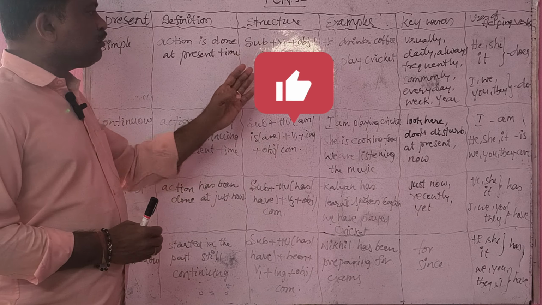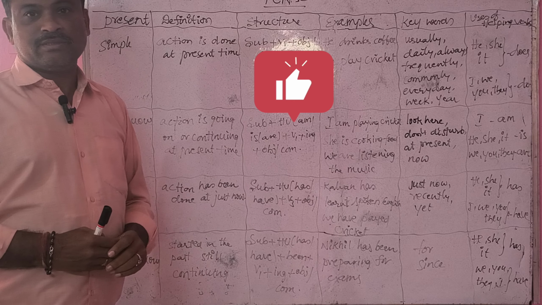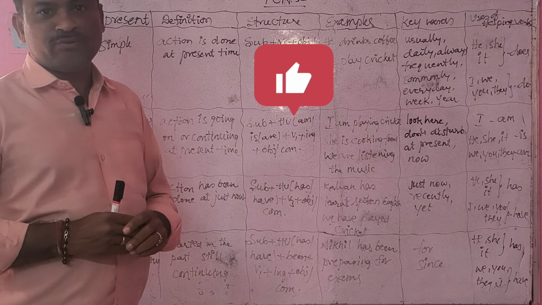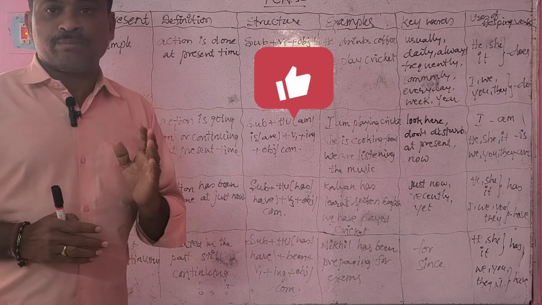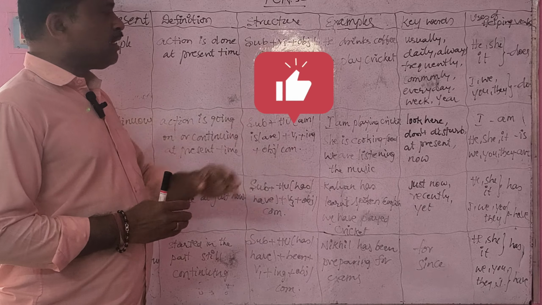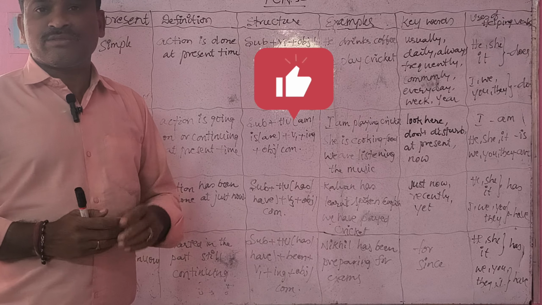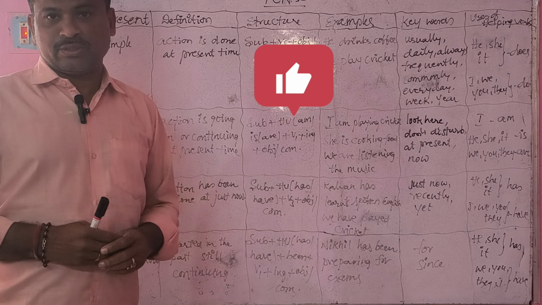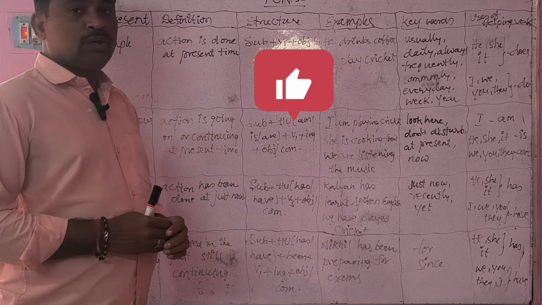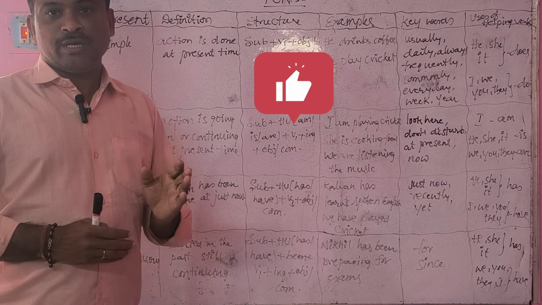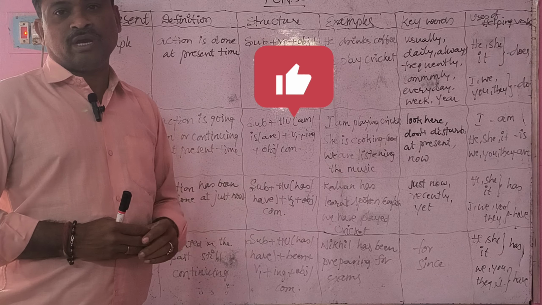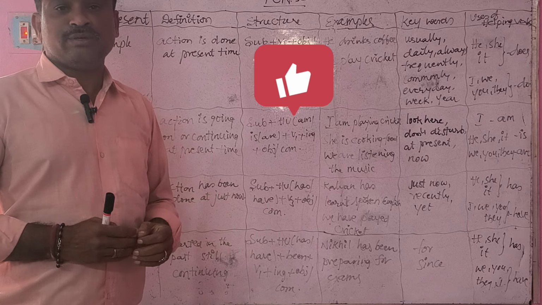I think everybody knows what the subject is. Subject means the doer of an action, a noun or pronoun that we take as the subject. And at the same time, object means the receiver of an action. And then complement. One more word we have, that is complement.